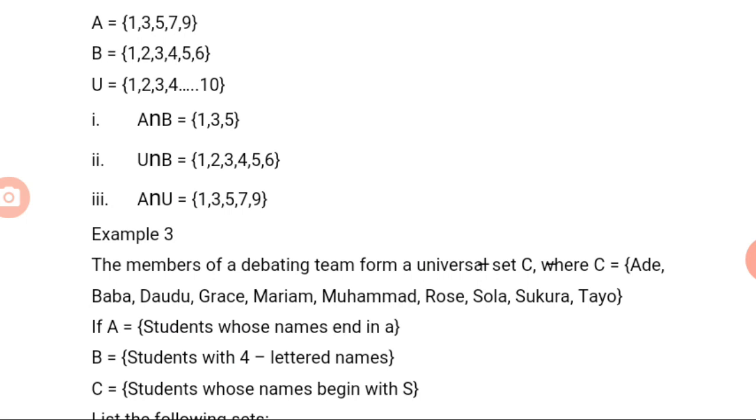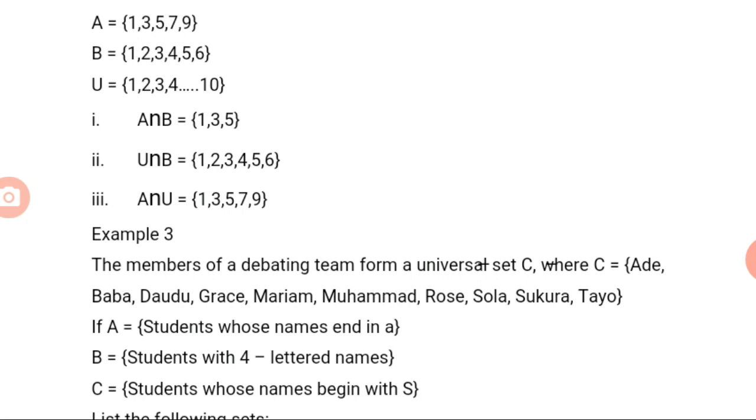Now, what is A intersection U? That is the elements that you can find in A and U. They are 1, 3, 5, 7, and then we have 9. Are we together? Do you all understand this? Alhamdulillah. Can we move forward?